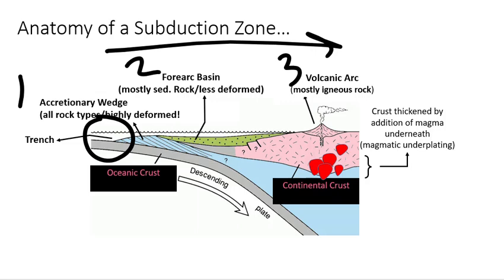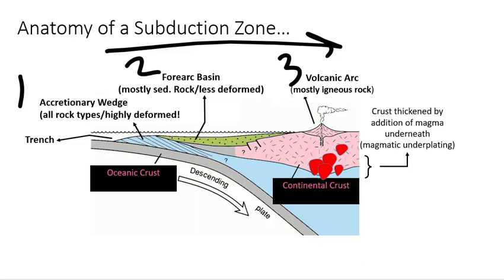The accretionary wedge is simply material that was once part of the subducting oceanic plate. And that material, in the process of subduction, has been scraped off of the subducting plate and plastered onto the edge of the non-subducting plate. And in the process, that material becomes highly deformed and sheared and faulted and folded. It essentially becomes like geologic gobbledygook. So the material within the accretionary wedge represents all different rock types, including igneous, sedimentary, and metamorphic.